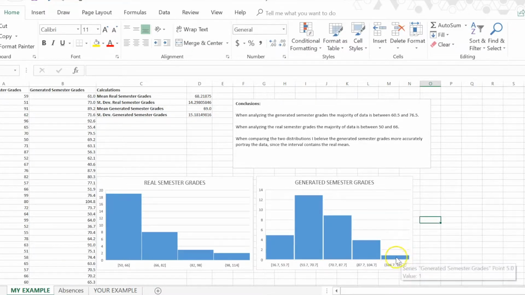There's a few up here, right? That wouldn't make sense. You can't get above 100. And we'll see that a little more in the next example here with absences. But again, this is kind of the three parts I'm looking for.